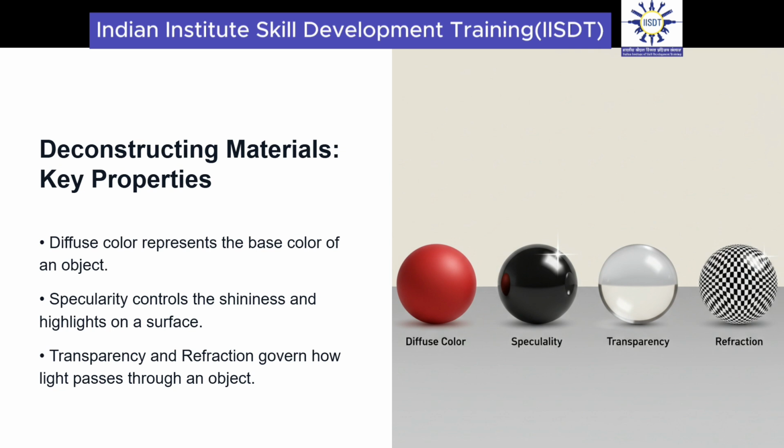Then we have properties that deal with light passing through an object. Transparency, or its inverse, opacity, determines how see-through a material is. A pane of glass is highly transparent, while a concrete wall is fully opaque. Closely linked to this is refraction. When light passes from one medium to another, like from air to water, it bends. Refraction is the measure of how much it bends. This is what causes the classic bent straw illusion in a glass of water, and creates the beautiful caustic patterns at the bottom of a swimming pool. Mastering these four core properties of diffuse, specularity, transparency, and refraction provides the foundation for building almost any non-metallic material imaginable.